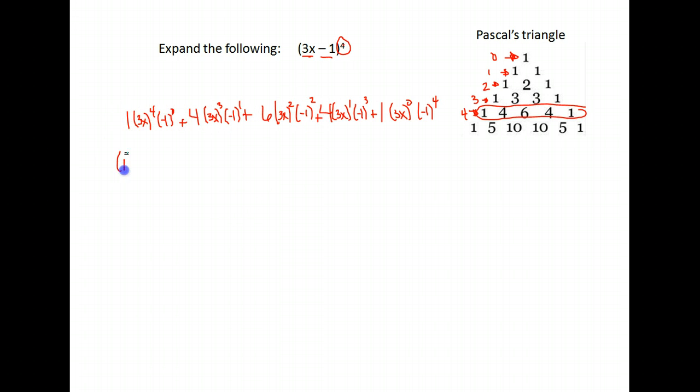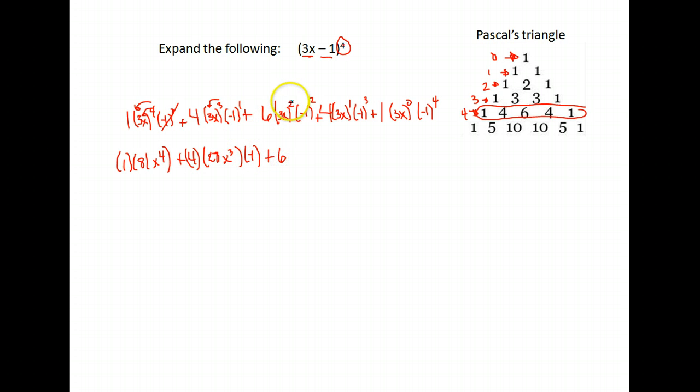So I have 1 times, this would be 3 to the 4th. Again, there's no addition in between them, so you just distribute that exponent. So it would be 3 to the 4th power, which is 3 times itself 4 times, or 81. And then we have x to the 4th. Negative 1 to the 0 power is just 1. Plus 4 times, here we have 3 to the 3rd power is 27, x to the 3rd, and negative 1 to the 1st power is negative 1.